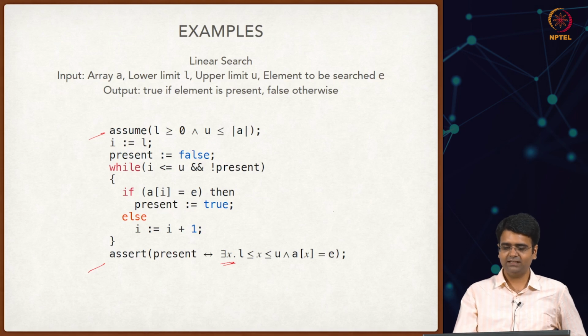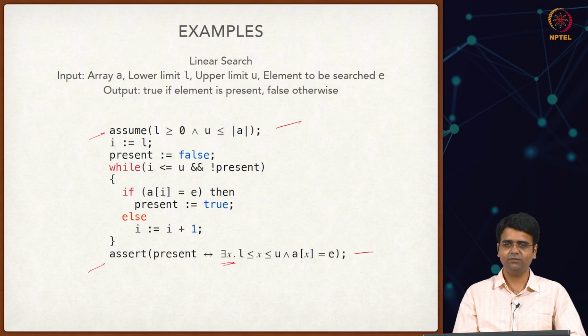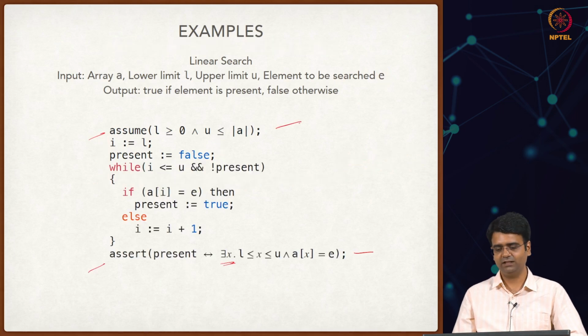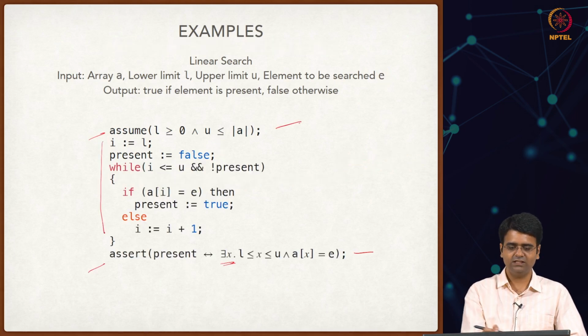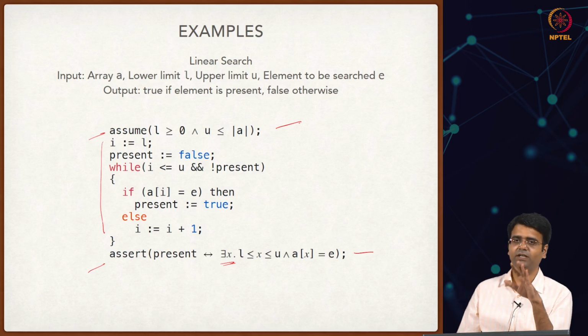Now if you take this specification and the program on the previous slide, this program does not satisfy this new specification, because it is not even looking at the array. It just says present equal to false, but it is possible that the element E may be present inside the array. While the program that we originally had, which we feel is correct, will satisfy the specification.